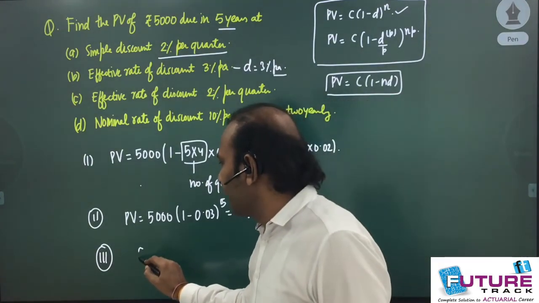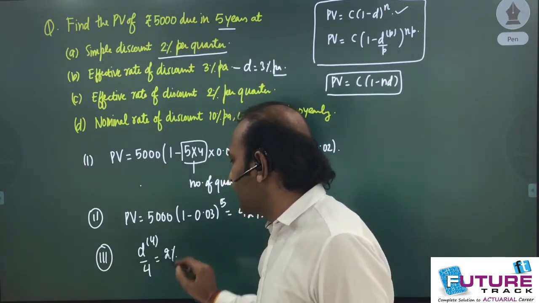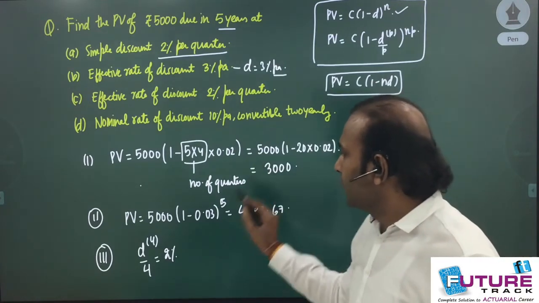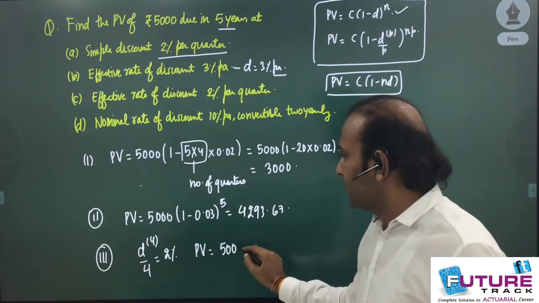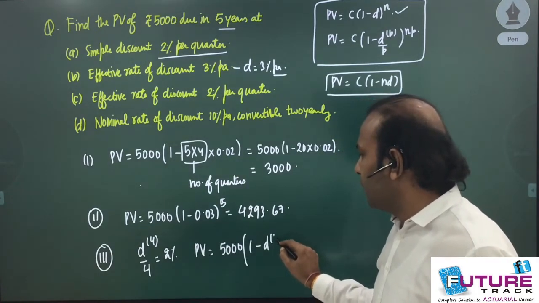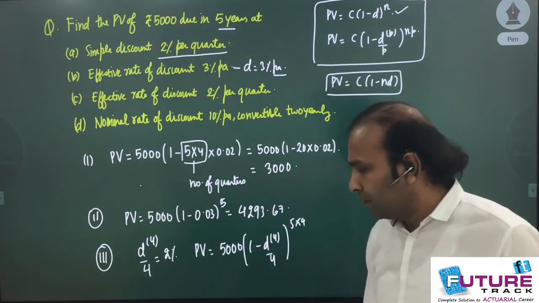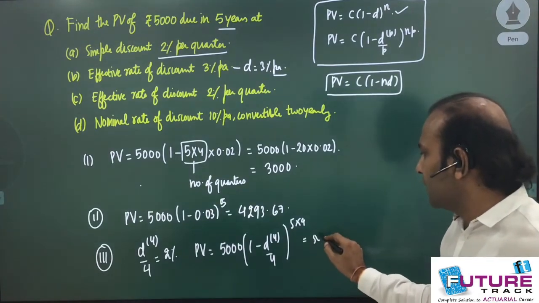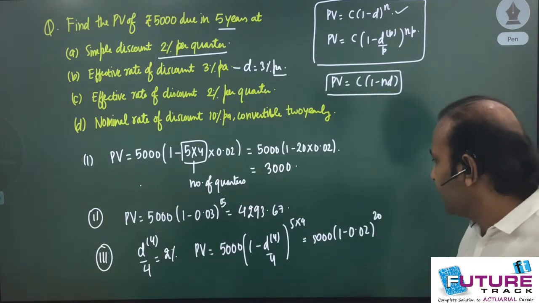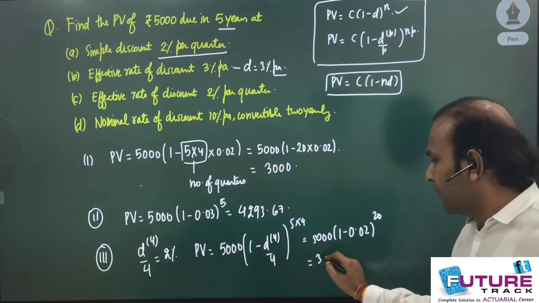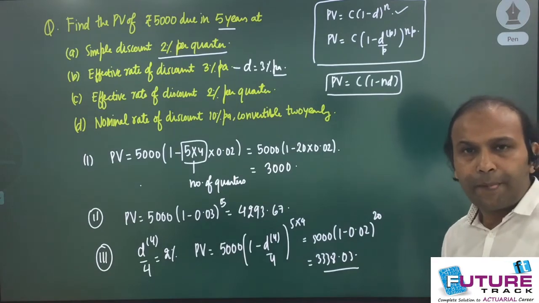In the C part, my effective rate of discount is 2% per quarter. So the notation for effective is D^(p)/p. So D^(4)/4 is given as 2%, right? So my present value becomes what, 5000(1 − D^(4)/4) raised to 5 into 4. Fine. So class, it is 5000(1 − 0.02)^20, which is equivalent to 3338.03. Fine. Any problem?